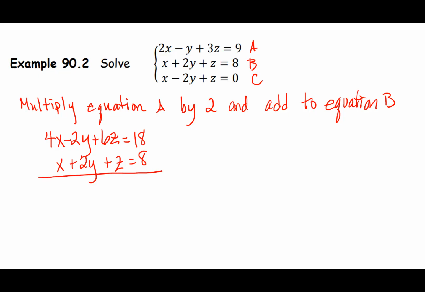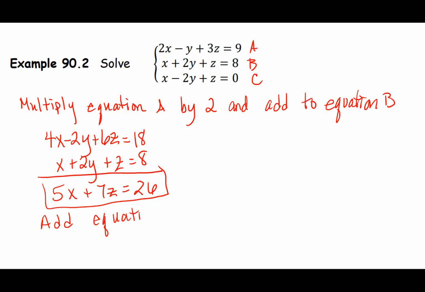And I'm going to add those together. So that's 5x. The y's disappear. And that's plus 7z is equal to 26. So that's my first equation in x and z. I need another equation with x and z, so I need to cancel y's again. I can use equations B and C to cancel the y's because I've got positive 2y and negative 2y. So that's easy. So now I'm going to add equations B and C.